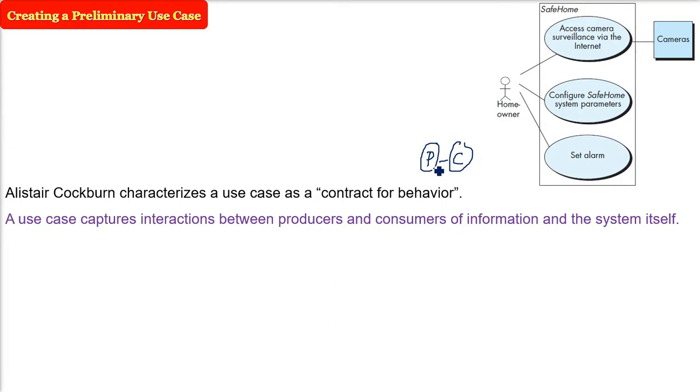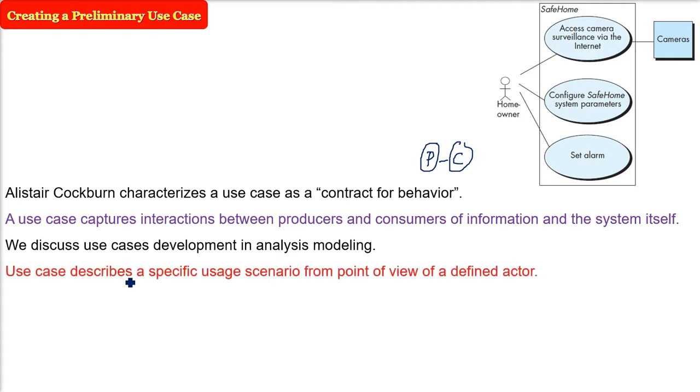So it is called a use case. You can call it a usage scenario. We will try to develop a proper use case, which is actually the analysis modeling. Requirement modeling gives rise to analysis modeling. Analysis modeling is all about creating these models. A use case describes a specific usage scenario from the point of view of an actor. There can be multiple actors. How does an actor see or interact with the system? That usage scenario is a use case.